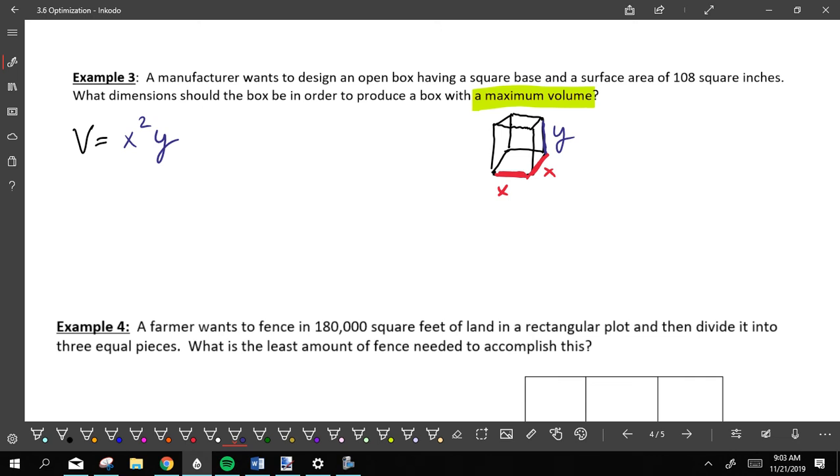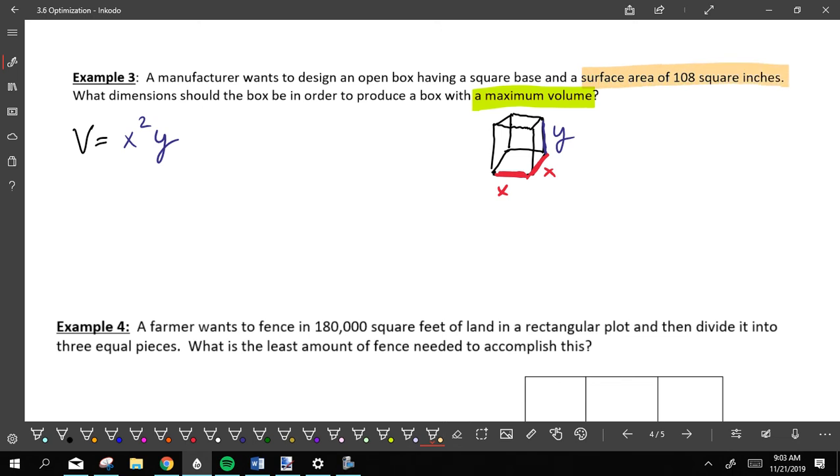But the problem with that equation, if I want to maximize this, is it's written in two letters. I've got x and y. I don't want x and y. I want them all in terms of the same thing. So what I need to do next is find another bit of information to help me out. Here it says the surface area is 108 square inches. So that's what I'm going to use here.